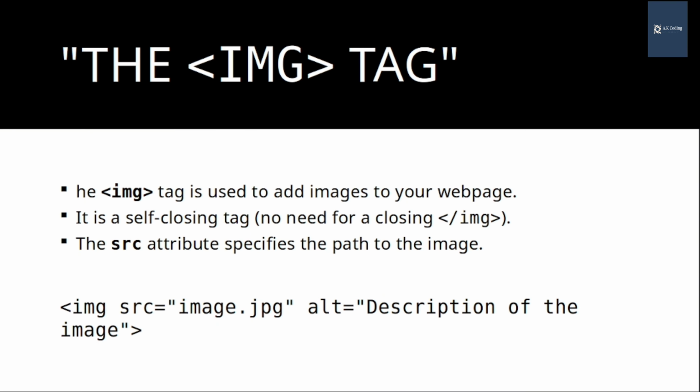So what is the image tag? The image tag is used to add images to your web page. It's a self-closing tag, which means there is only an opening tag and no need for a closing tag. As you can see here, we don't need this one. But for example, when we are using H1 or P, which are paragraph tags, we have to use one. In this situation, we don't need to, because the image tag in HTML has only one part, which is the opening one, and it's a self-closing tag.